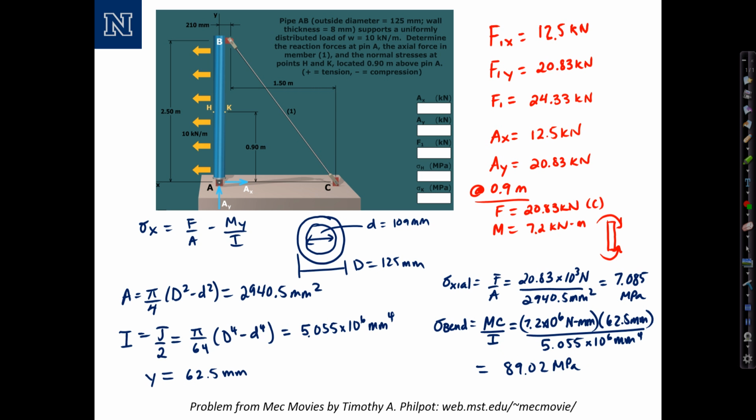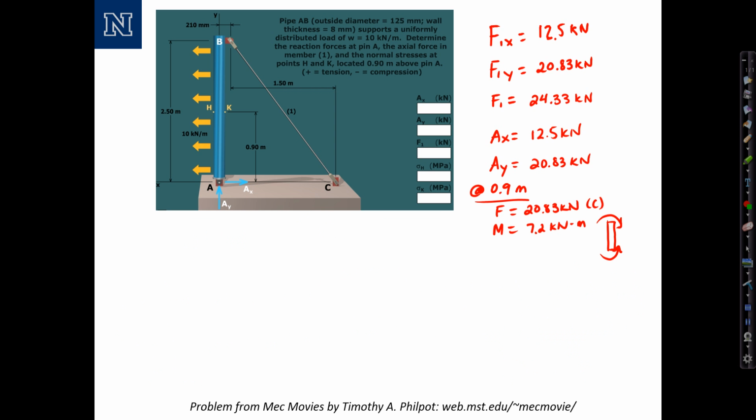Note that the approach that I encourage you to take is to compute the absolute value of each term, which we just did, and figure out the signs by inspection. Okay, so let's start with sigma H. The axial force is compressive anywhere, so this term is going to be negative. So we have negative 7.085. The bending term, since it's bending in this direction, we're going to have tension on the H side of the member.